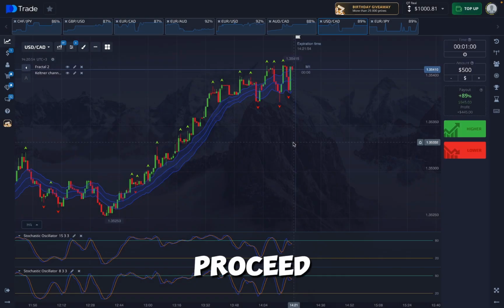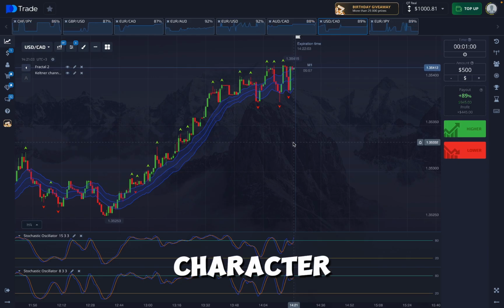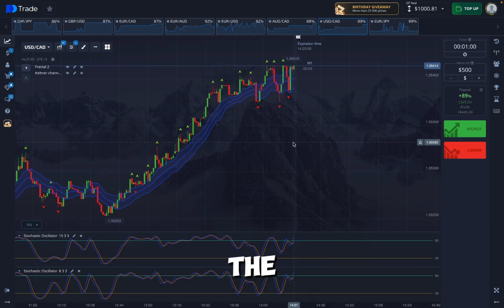So, let's proceed to our today's trade. I have already analyzed the currency pairs in detail and selected the most optimal ones with the most optimal character of movement, and also the interest on payments. You can see them in front of your eyes.